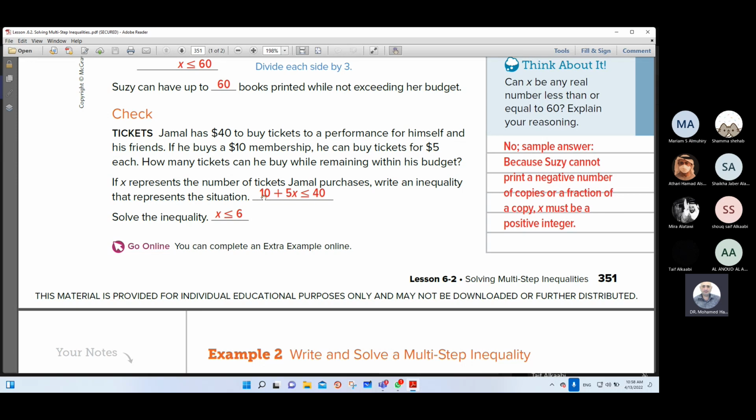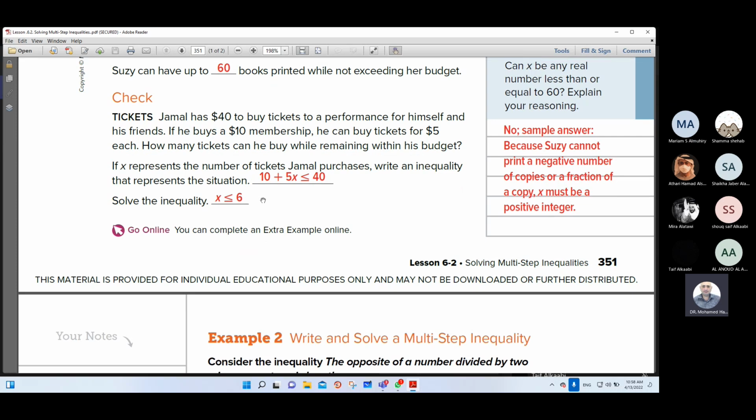Then we want to solve this inequality. How to solve this inequality? We can subtract 10 from the two sides. 40 minus 10 will be 30. So 5x less than or equal to 30. Then we can divide by 5. 30 divided by 5 will be 6. So x is less than or equal to 6.